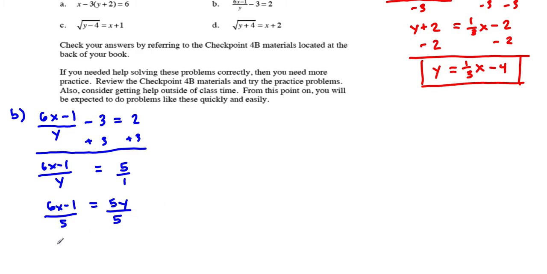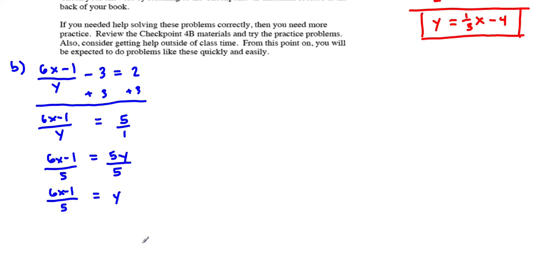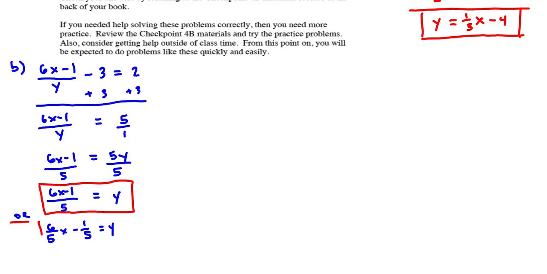So you could end up with y equals 6x minus 1 all over 5. That would be one way you could have it. Or actually, let's write it underneath it. You could say 6 over 5x minus 1/5 equals y. Either one of those would work there. You could have whatever floats your boat, right? So we could have this one, or this one's just fine too.